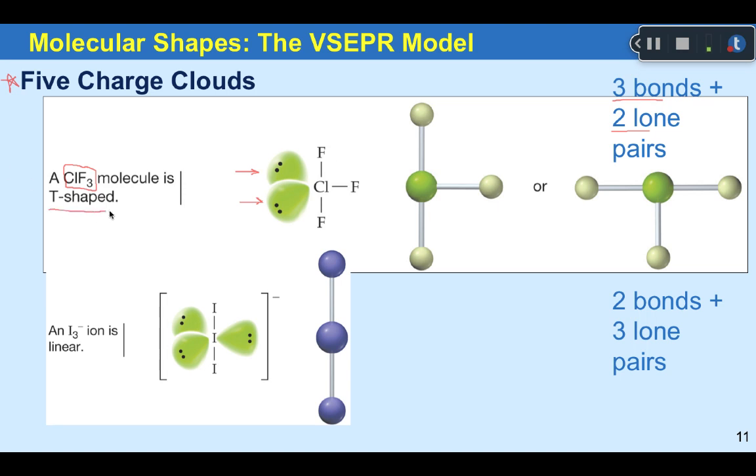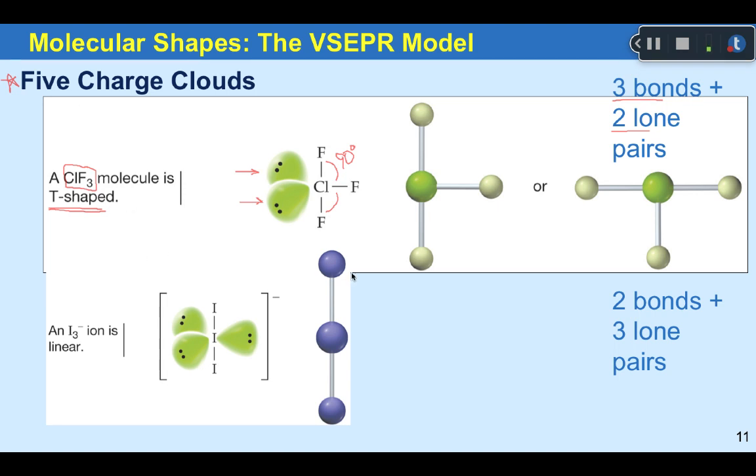atoms become what we describe as T-shaped. Not very fancy terminology again, but that's exactly what it looks like, because the angles between the fluorines in the axial and equatorial positions are all 90-degree angles, and I don't care how hard you look, that looks pretty much like a T. If you just turn it a little bit, it is a T shape. So 3 bonds and 2 lone pairs and 5 charge clouds in this particular example is what we call T-shaped.